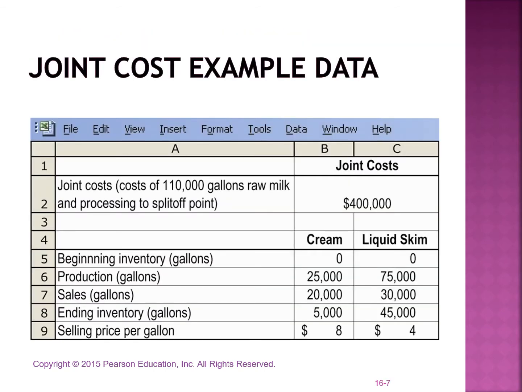This is the full information. It says that the joint cost of 110,000 gallons of raw milk and processing to the split-off point is 400,000. The creme beginning inventory is 0, and the liquid skim is 0. Production in gallons is 25,000 and 75,000. Sales are 20,000 and 30,000. Ending inventory is 5,000, of course, 25 minus 20 equals 5,000. Again here, 75 minus 30, which is 45,000. The selling price per gallon after the split-off point, if we are going to sell it, is $8 for the creme and $4 for the liquid skim.